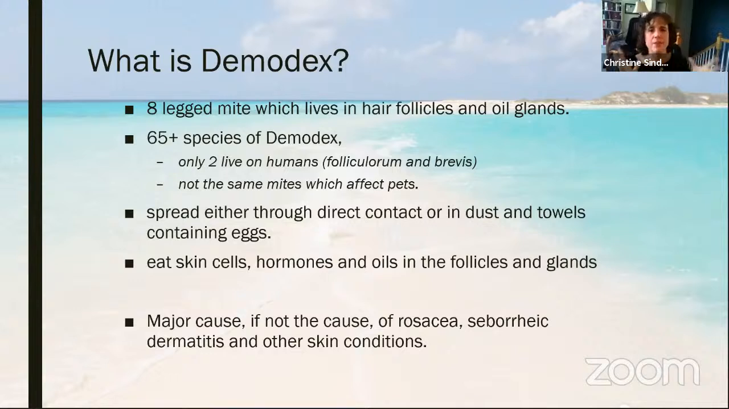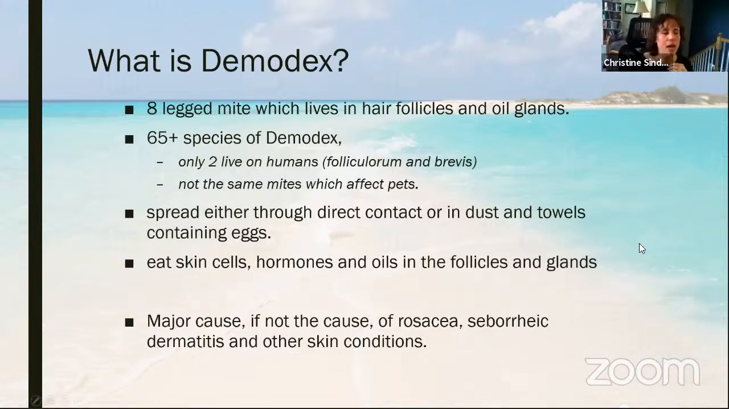Now there's lots of different versions of Demodex, but only 2 species actually live on the patient. One of the most common questions that I get from my patients is, "My dog sleeps on my head. Am I going to get Demodex from my dog?" And the answer is no. You will not get Demodex from your dog. You will not get Demodex from your cat. The Demodex is actually particular to humans. Now, you can give your Demodex to your partner, but you're not going to get it from your pet.